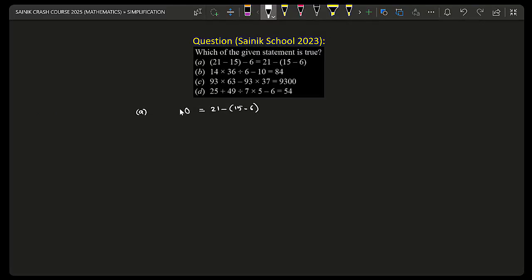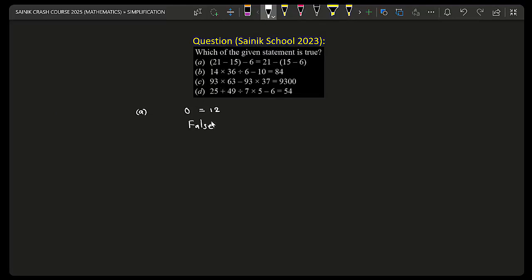Next we have to deal with the RHS. In the RHS, VBODMAS. Is there any vinculum? No. Next, bracket. Yes. Okay, remove this bracket. What is 15 minus 6? Sir, 9. And 21 minus 9? Sir, 12. So 0 is equal to 12. This is the simplest form of the given equation. Is this true or false? False. It is false, right?